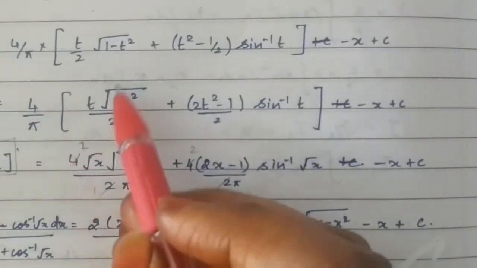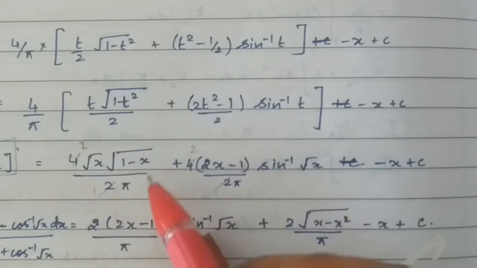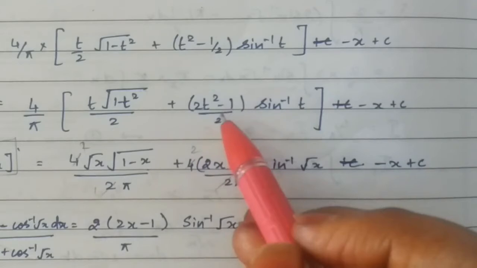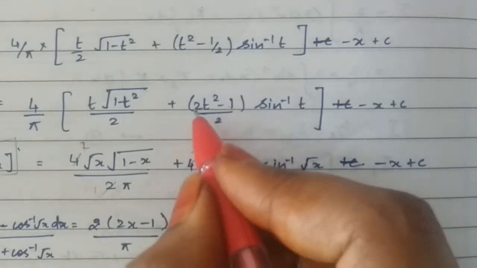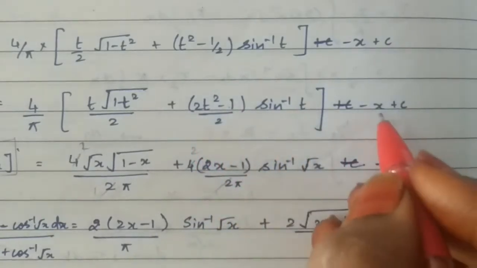4 by pi into root x into root of 1 minus root x the whole square, which is nothing but x, divided by 2. So you got this one. Plus 2 into, when you take LCM, you will get 2 into t squared minus 1 by 2. That is 2 into x minus 1 by 2 into sin inverse of root x, minus x plus c.